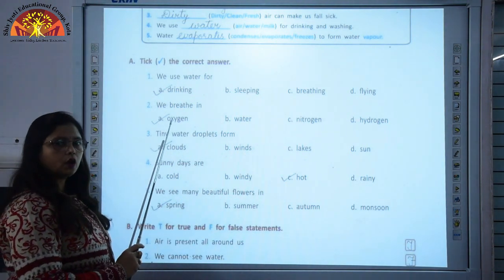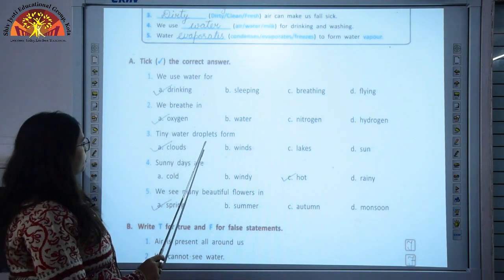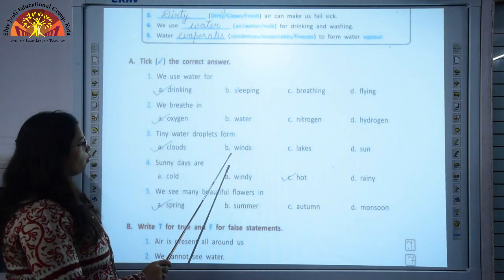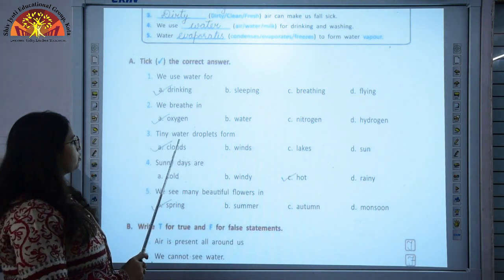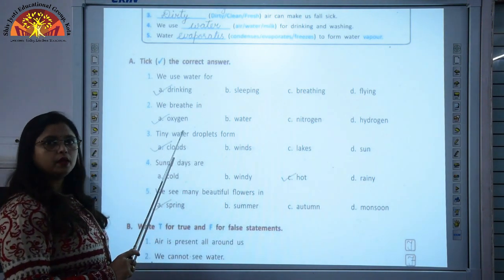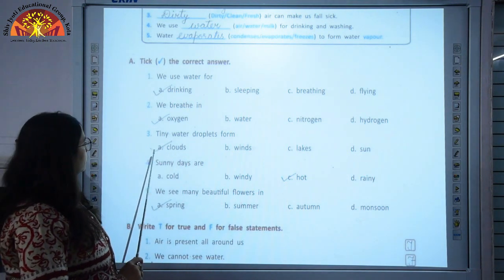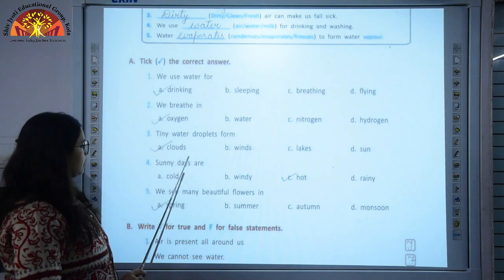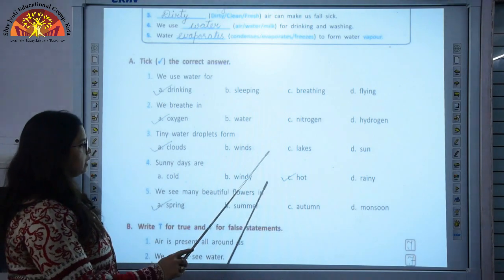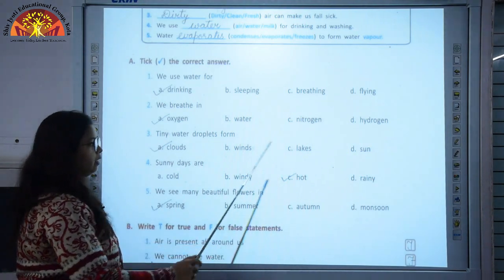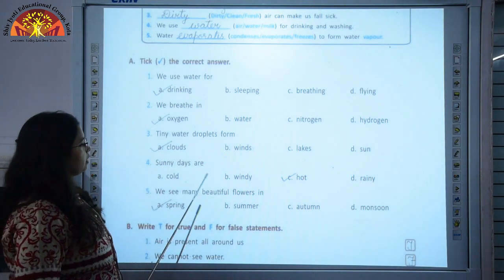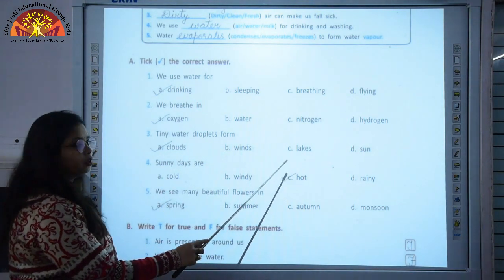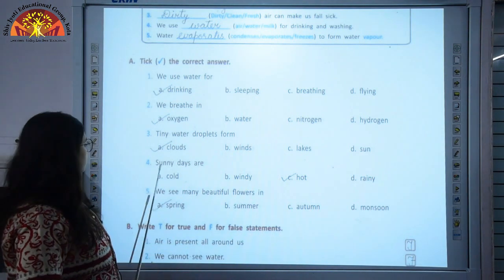We breathe in oxygen. Tiny water droplets form clouds, winds, lakes, sun. So children, when tiny water droplets combine, they form clouds. So we will put a tick mark on A option. Sunny days are cold, windy, hot or rainy. So children, on sunny days there is sun overhead, so the days are hot. So we will put a tick mark on C option, that is hot.